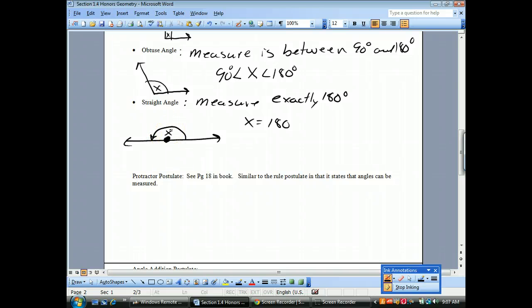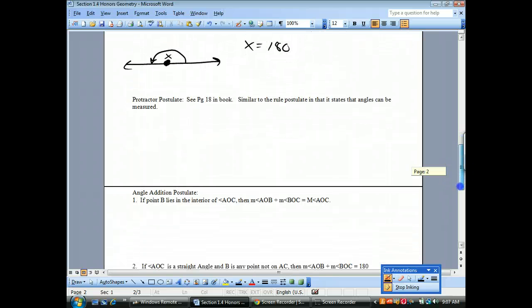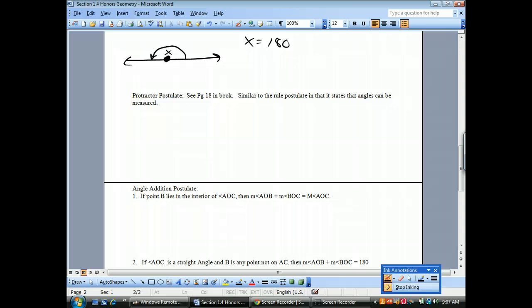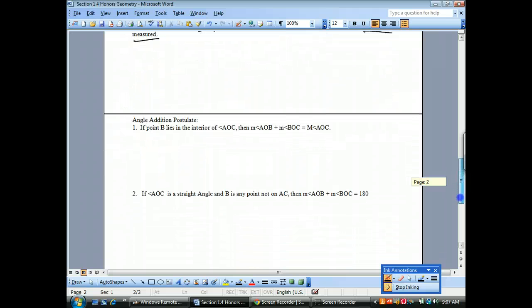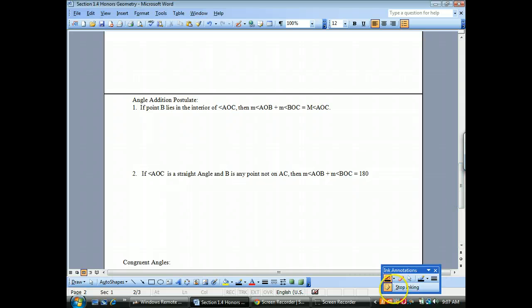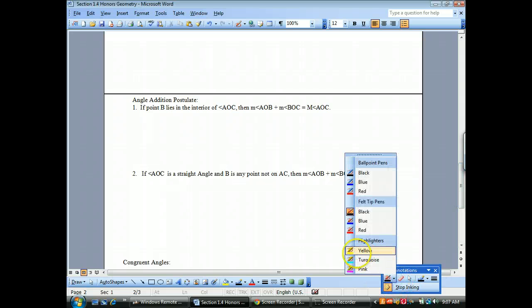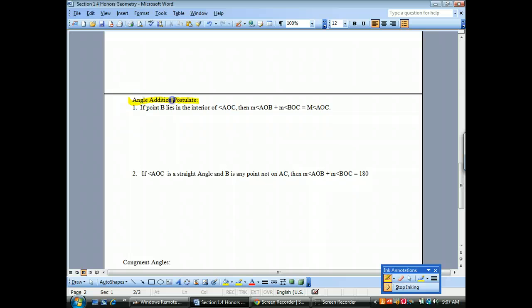would be 180 degrees. And then there's the protractor postulate, and I'm not going to write it out here. You can see it on page 18 of your book if you want to read it. But it's similar to the ruler postulate in that it just states that angles can be measured. Okay. Then we come to the angle addition postulate. This one is a very, very important one, so highlight it. This is one that you must know and that we use over and over again.